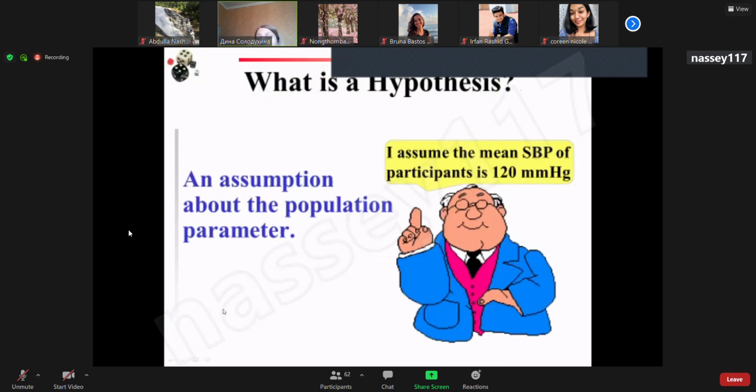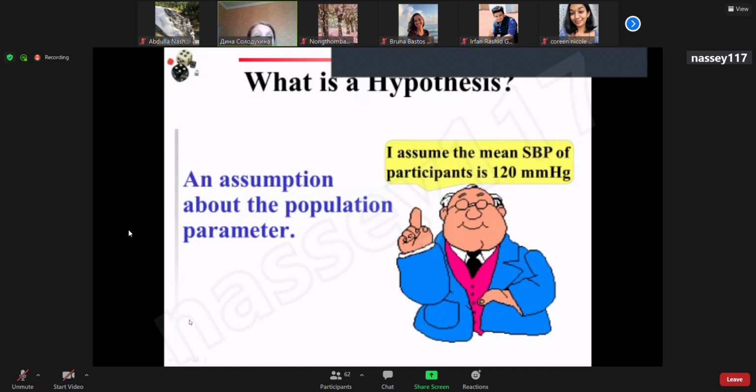Okay, first of all, we should start with a definition. What is a hypothesis? A hypothesis is an assumption about a population parameter. You understand that we don't know the population parameter because population means everybody in a studied group. But usually we have a sample, a group of subjects which we study. So we assume that the mean systolic blood pressure of participants is 120 millimeters Hg.